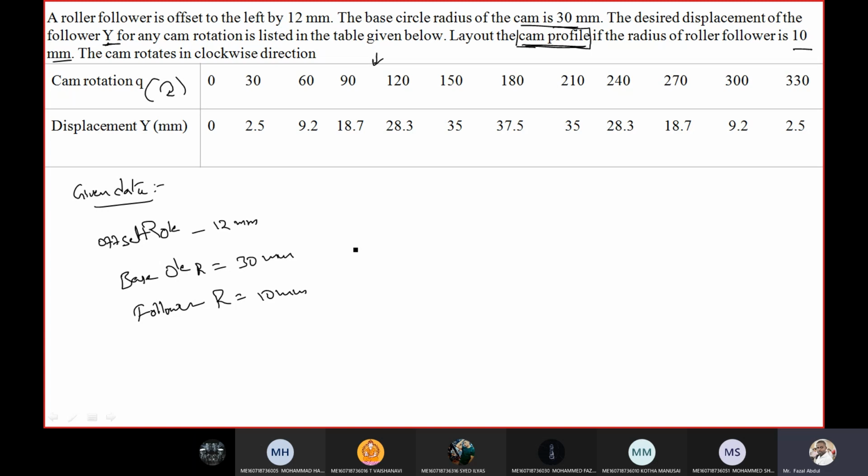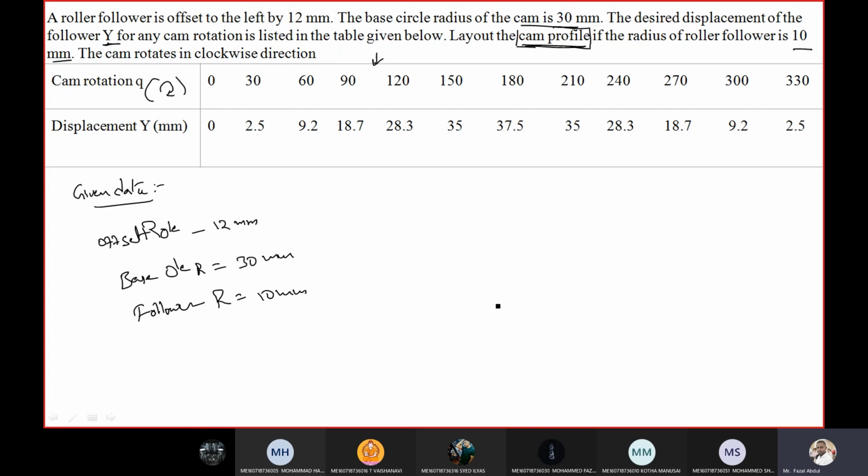Now, if the question asks for parameters like showing the prime circle, the pitch point, the pressure angle and the cam profile, then in that situation you need to show everything the question mentions. If the question does not mention it, there is no need to draw it. Now I am explaining the procedure to construct the cam profile.